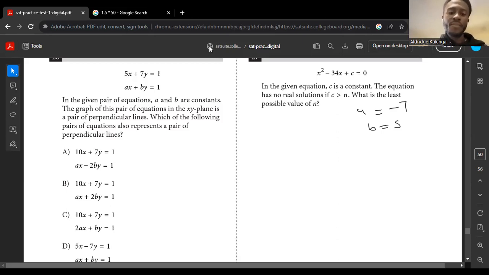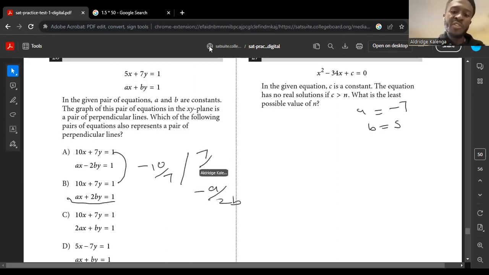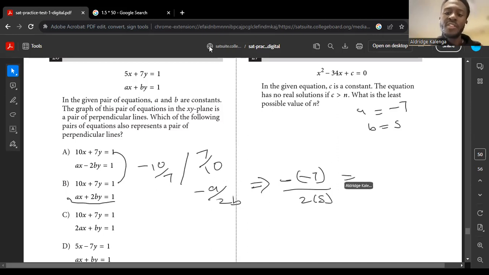Let's look at B. Our gradient again is the same, just like the first one. It's also negative 10 over 7. And what's our gradient for this one? It's negative a over 2b. But remember, for them to be perpendicular, this should be equal to the negative reciprocal. So this should be equal to 7 over 10. So if a is negative 7, we put that. If b is 5, we put that. So this is equal to 7 over 10. Okay, so that's actually correct. So it means our answer is B. We've seen that this is equal to 7 over 10.